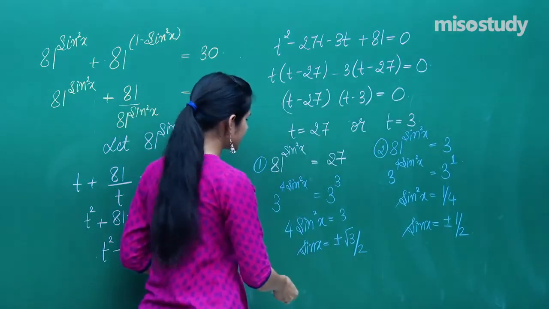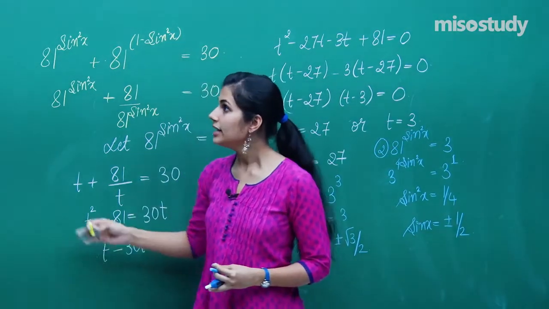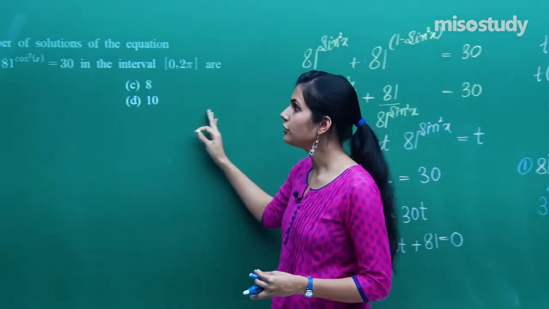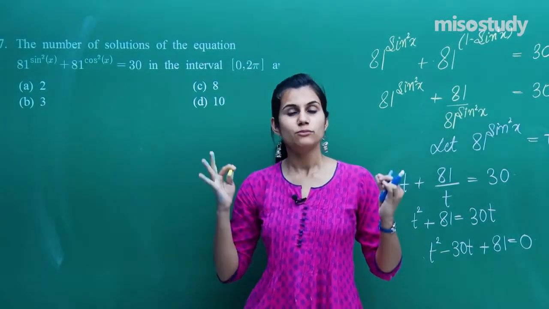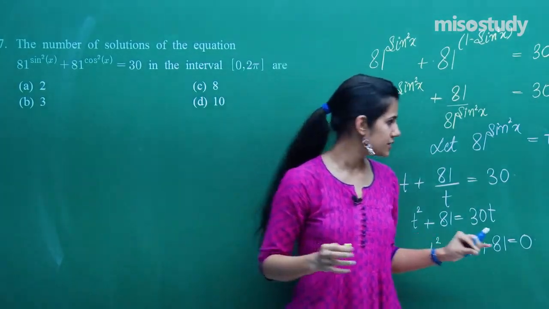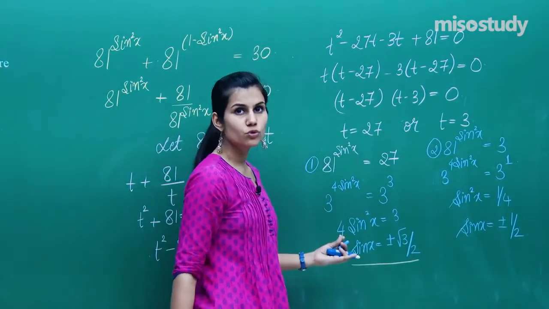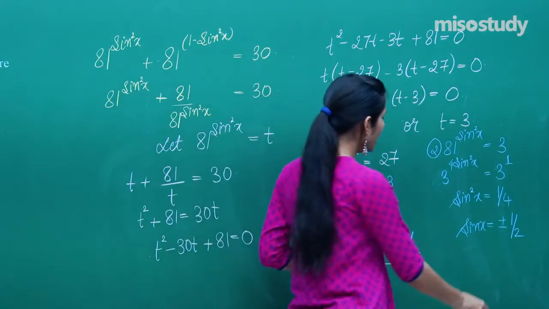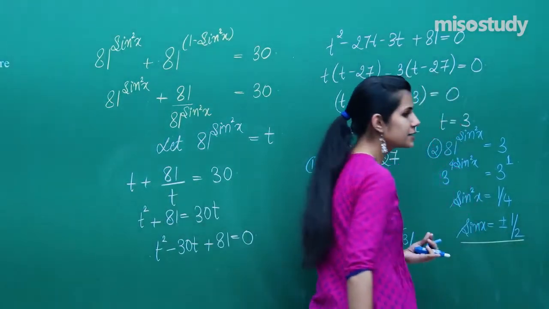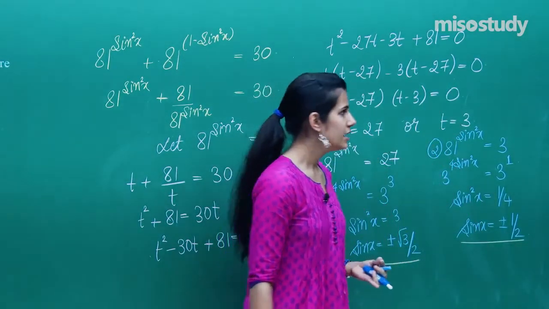What are the x's? Or basically the question is saying number of solutions. I am not interested in what are the solutions. I am just interested in number of solutions. So, how many x's are there for which sine x is plus root 3 by 2 or minus root 3 by 2? How many x's are there for which sine x is plus 1 by 2, minus 1 by 2? Let's see.